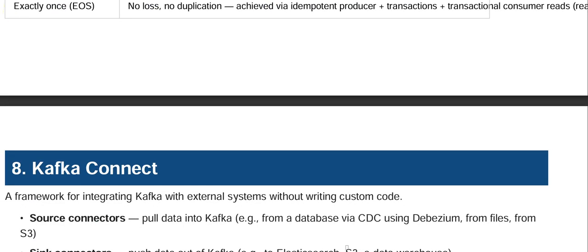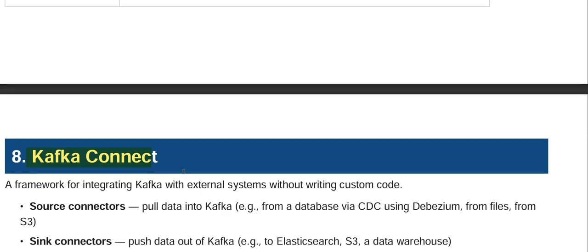And our eighth point is Kafka connectivity. This is based on the different projects, which services, which technology, and which programming language you are using. Based on that, we connect. For almost all frameworks, we have libraries to connect to Kafka, and a framework to integrate Kafka with external systems without writing custom code.